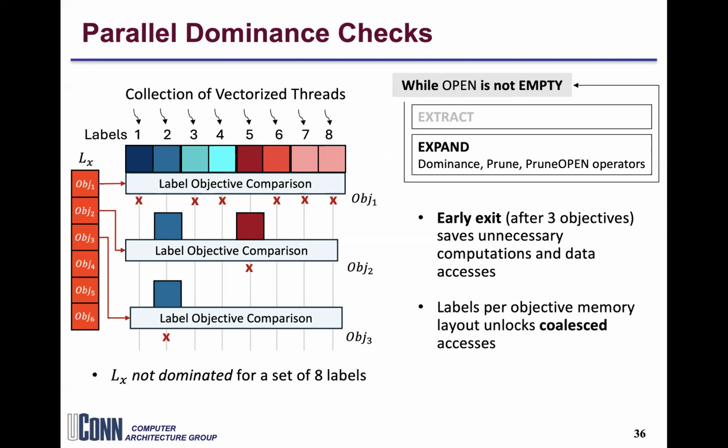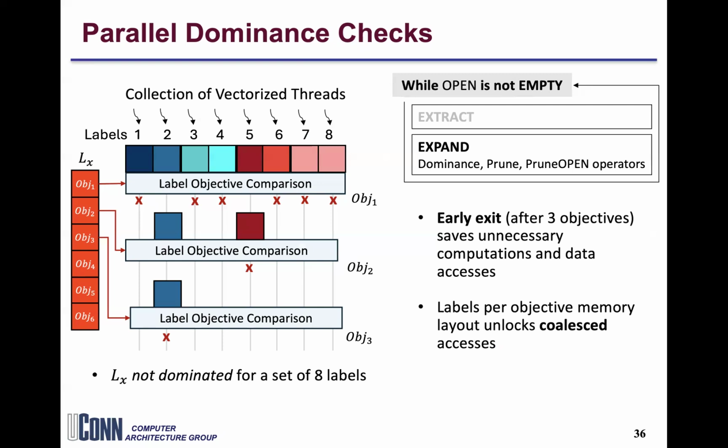Okay. So you don't have to continue processing those 6 labels any further for the remaining objectives. The ones that pass through, they check. In this case, the second one gets dominated at the second objective. And then finally, we find that even at objective 3, all of the labels are not dominant. So this LX is not dominated by any of these labels. Now I can exit. I don't have to check objectives 4, 5, and 6. So I save a lot of unnecessary computation I would have had to do.